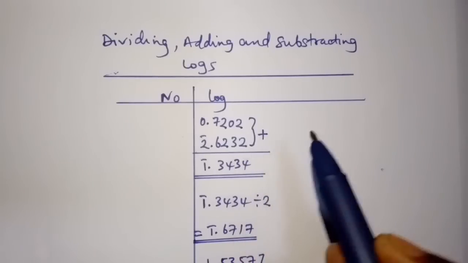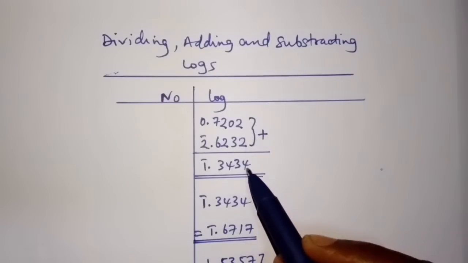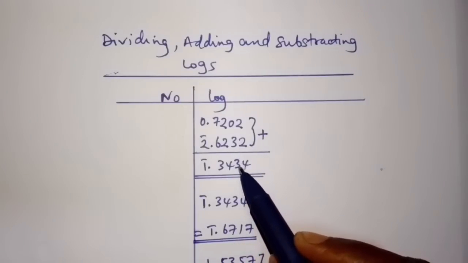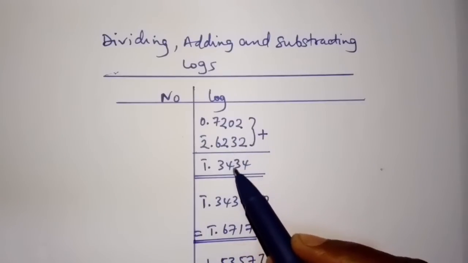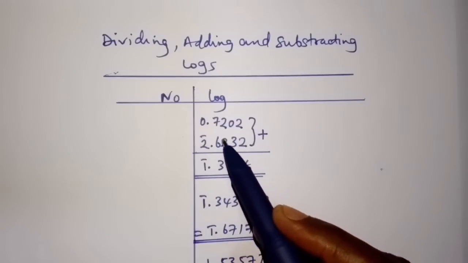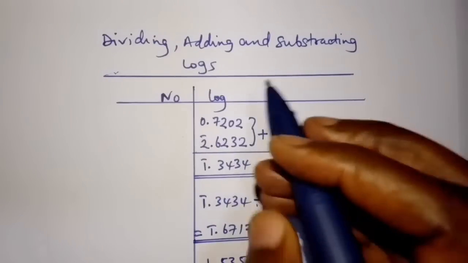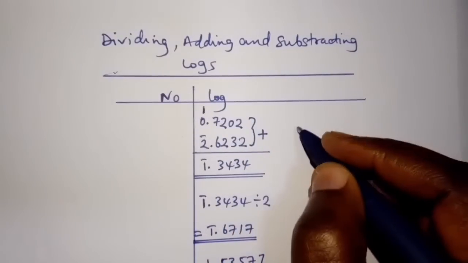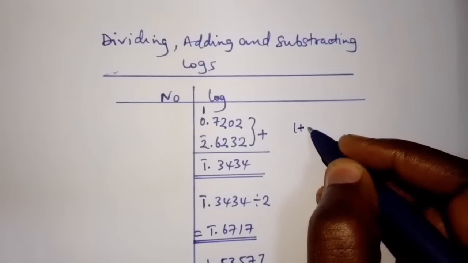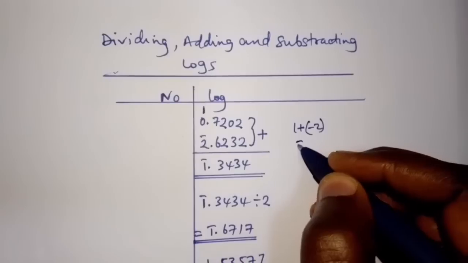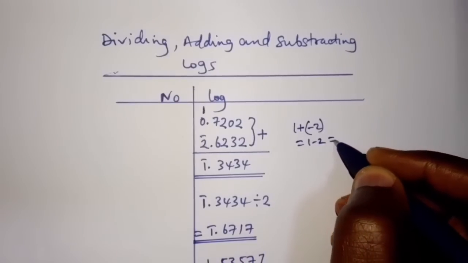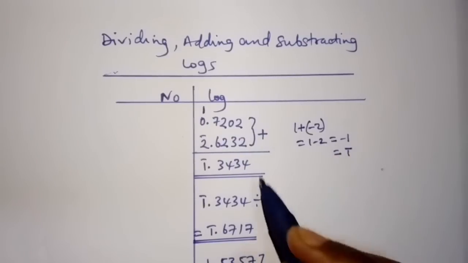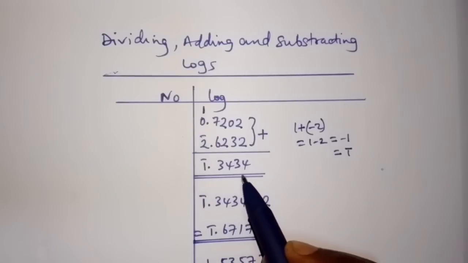How do we add it? 2 plus 2 is 4. 0 plus 3 is 3. 2 plus 2 is 4. 7 plus 6 is 13. We carry 1. 1 plus negative 2 is equal to 1 minus 2, which is equal to negative 1, which is equal to bar 1. So this is bar 1.3434.